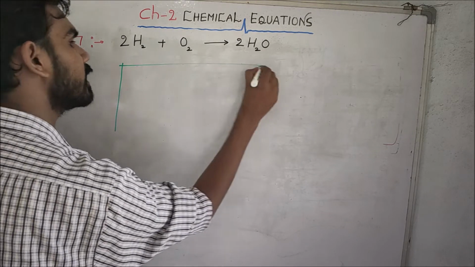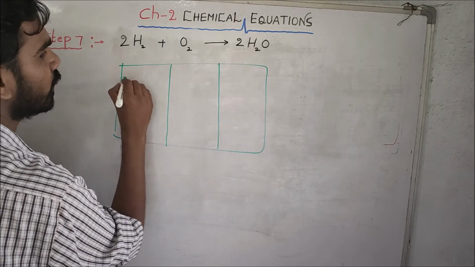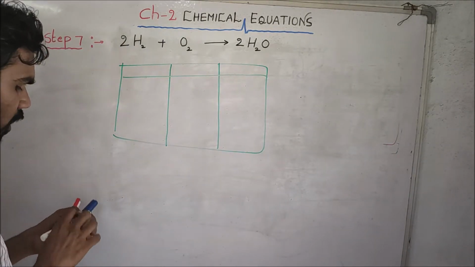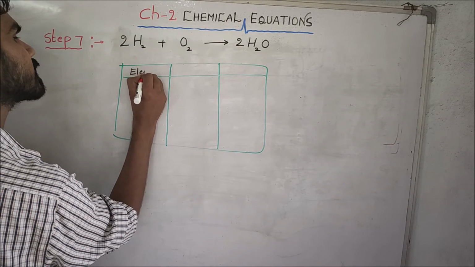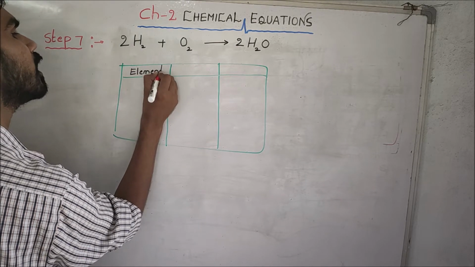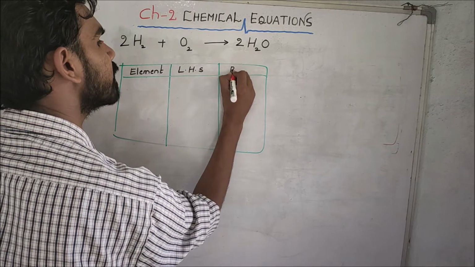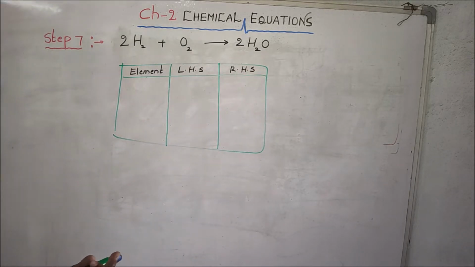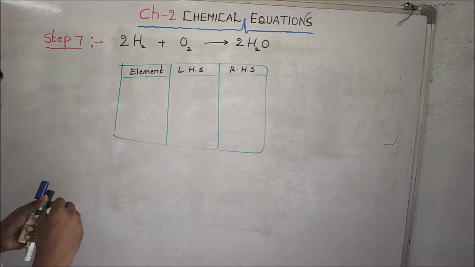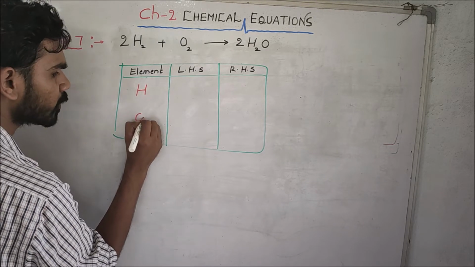The table contains how many columns? 3 columns. What is the heading of the first column? Element. What is the heading of the second column? Left hand side, nothing but the reactant side. Third column heading? Right hand side, nothing but the product side. Now what atoms are there? Already you know: hydrogens and oxygens, same as step 2.